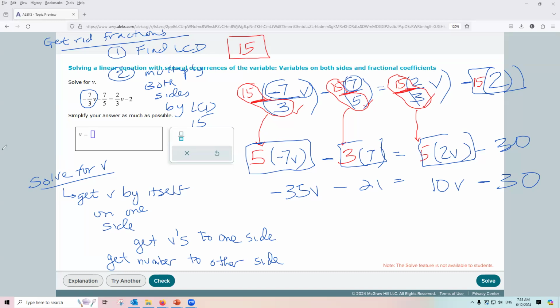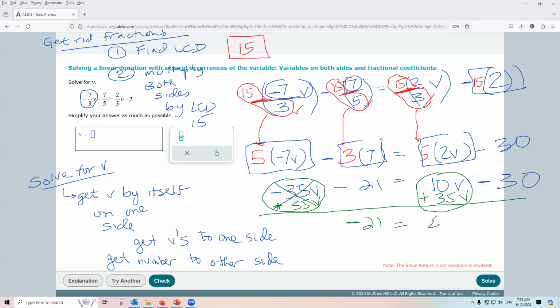Well, I'm noticing here's a negative 35v. To cancel that out, I'm going to add 35v to both sides. And you might be saying, well, why didn't you subtract 10v from both sides? You could do that also. That's equally correct. But I'm going to add 35v to both sides. Here, negative 35v, positive 35v cancels out. That leaves me just a negative 21 here. On this side, I have 10v and 35v. That's 45v. Subtract 30.